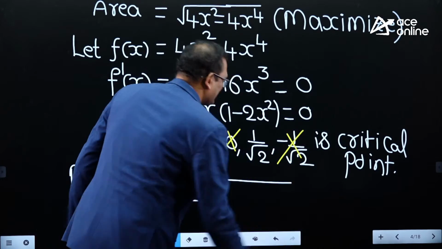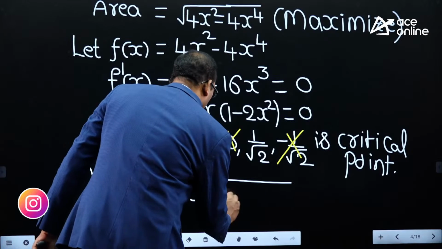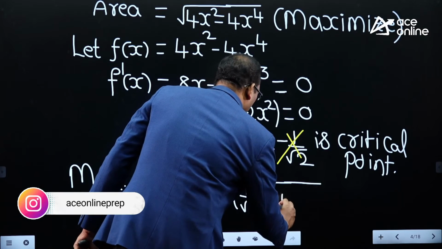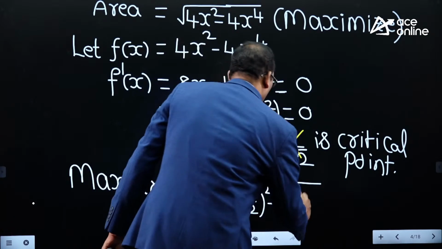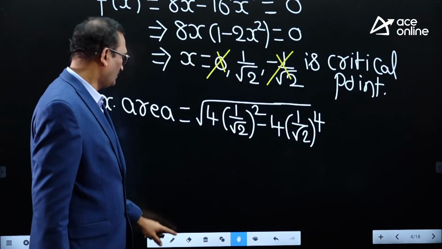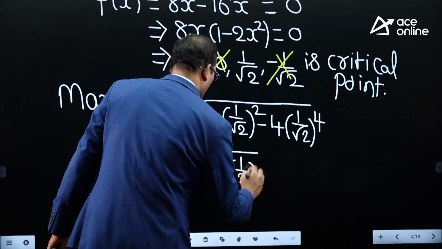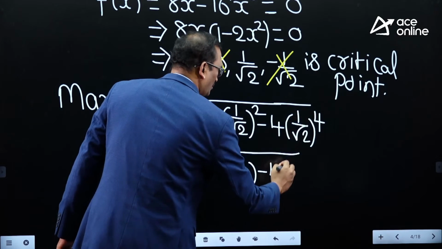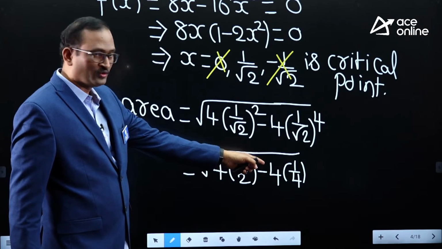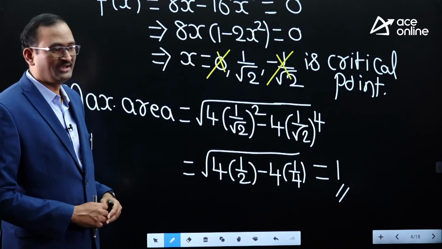if you want to know, simply substitute your critical point in this area. So what is that? 4x square, and x value is 1 by root 2, whole square, minus 4x to the power of 4, x value 1 by root 2 whole to the power of 4. Problem completed. Now you observe 1 by root 2 whole square, that is 1 by 2, minus 4 into 1 by root 2 whole power 4, that is 1 by 4. So 4 by 2 is 2, 4 by 4 is 1, 2 minus 1 is 1. So answer is 1. The maximum area of the rectangle is 1.